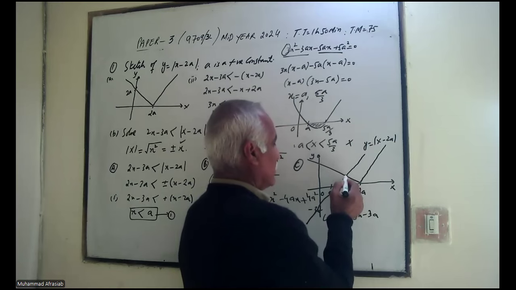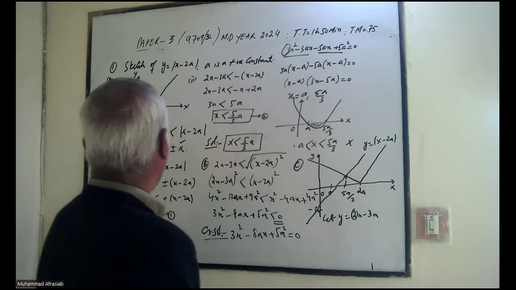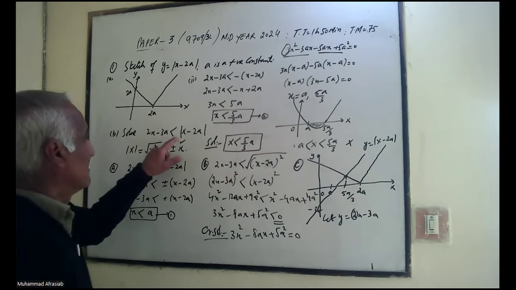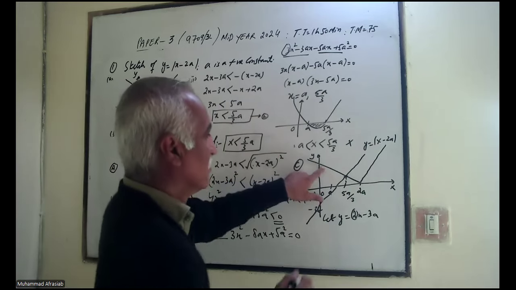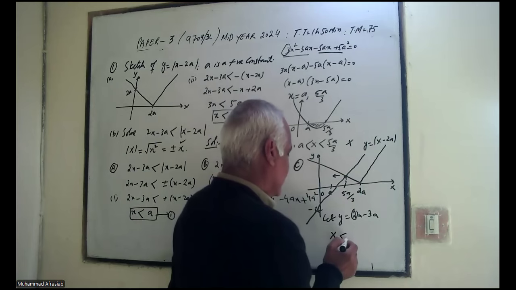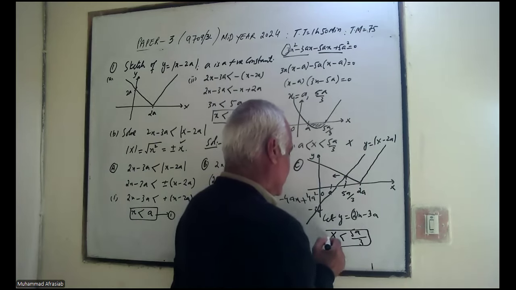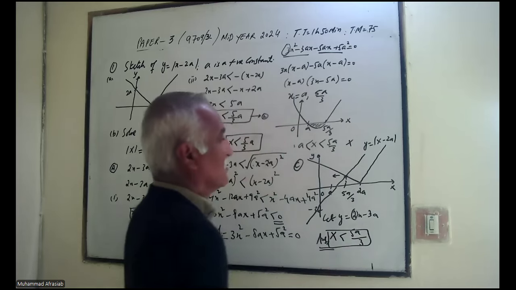So from this point, this graph is above this line, which is shown there, that is, 2x minus 3a is less than x minus 2a. So it is less than this value, so this value will be accepted. So the final answer is x is equal to 5a over 3. This is the actual answer of this question.